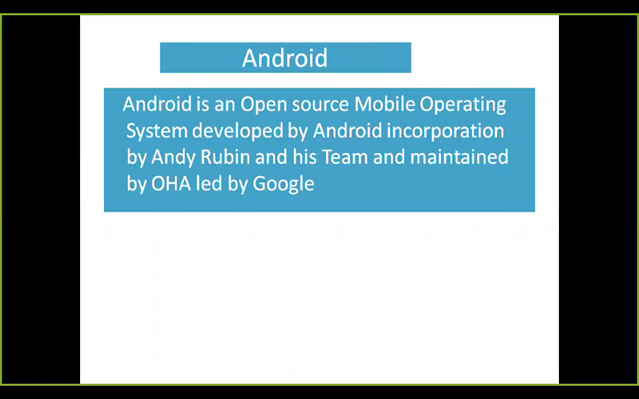Samsung uses the Android operating system, Nexus uses Android, Asus uses Android, HTC uses Android. Whichever mobile manufacturing company is using the Android mobile operating system is in OHA. The purpose is to compete with our competitors. That is the main theme of OHA, right? Android is an open source mobile operating system, developed by Android Incorporation, by Andy Rubin and his team, and maintained by OHA, led by Google. This is the definition point of view, okay?